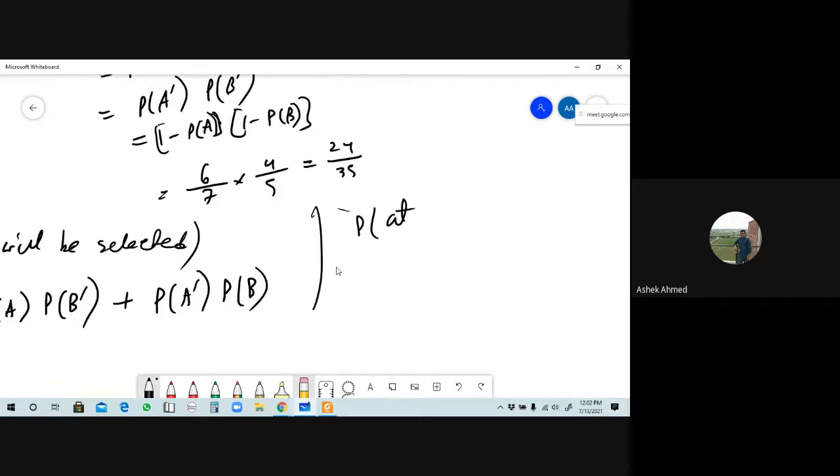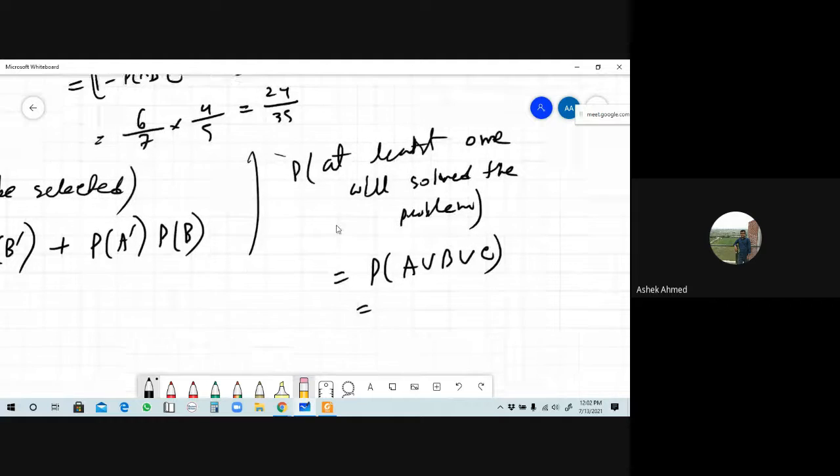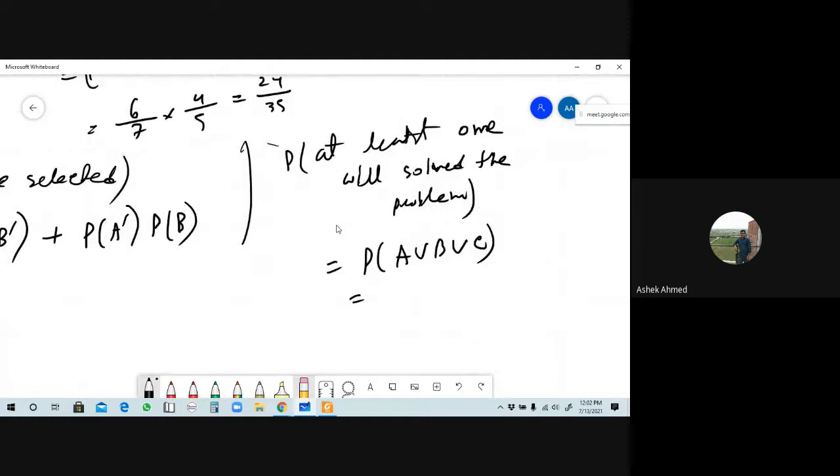At least one will solve the problem. So the result will be the probability of A union B union C. Understand? Now tell me how you can solve this problem here. In that case, you can directly say that this is 1 minus the probability of (A union B union C) complement. Okay?